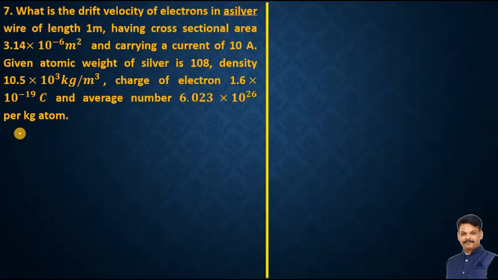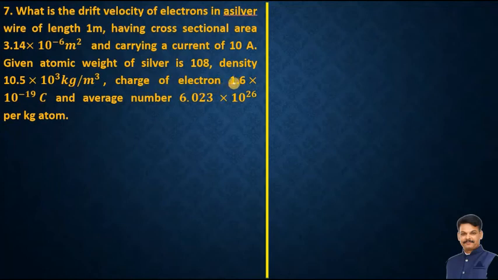Now, dear students, let us consider the next problem. What is the drift velocity of electrons in a silver wire of length 1 meter, having cross-sectional area 3.14 into 10 raised to minus 6 meter square and carrying a current of 10 ampere? Given the atomic weight of silver is 108, and the density of the material is 10.5 into 10 raised to 3 kg per meter cube.